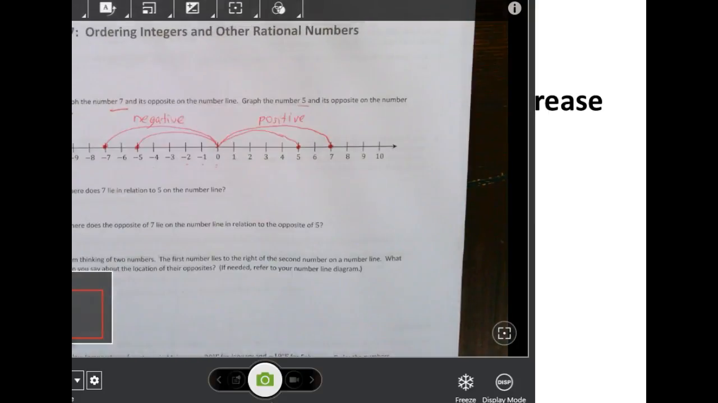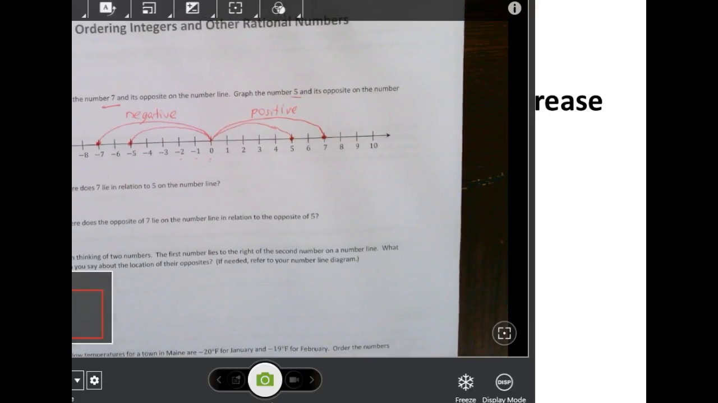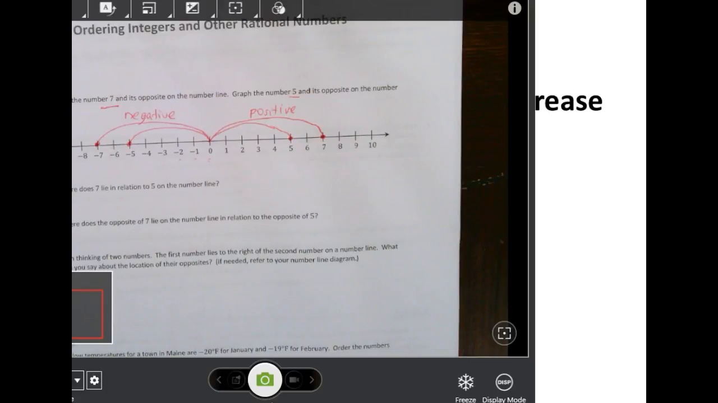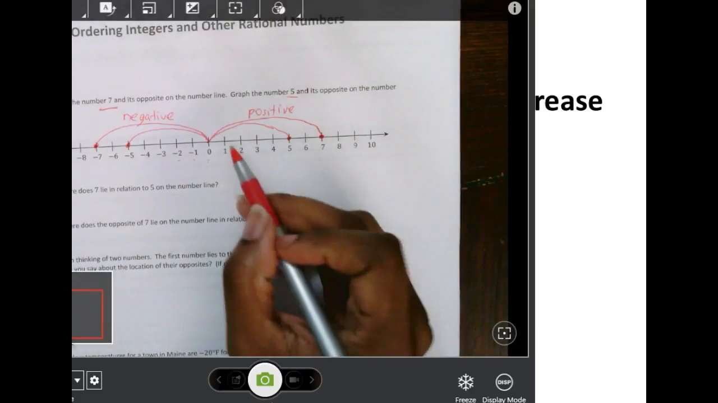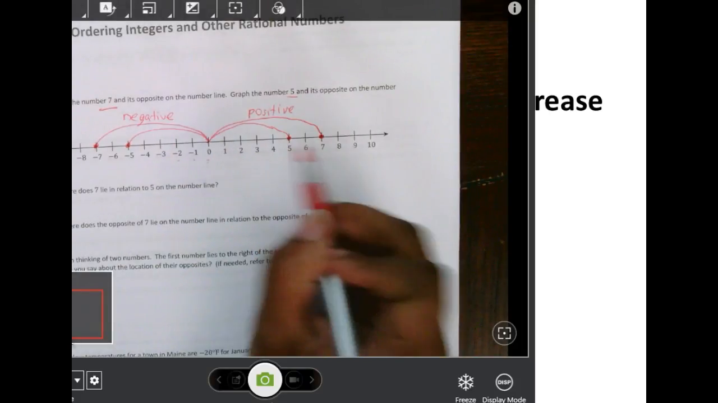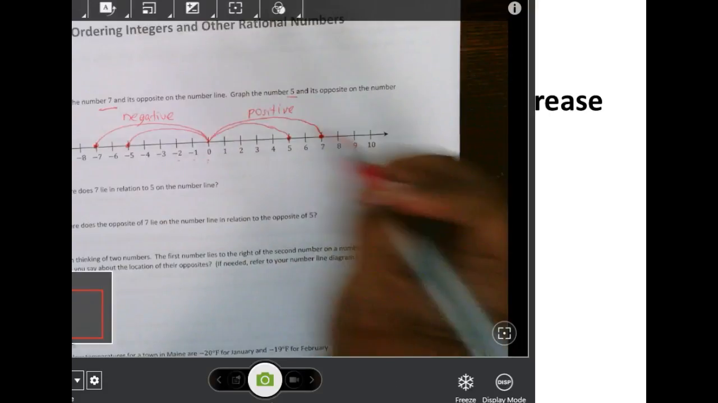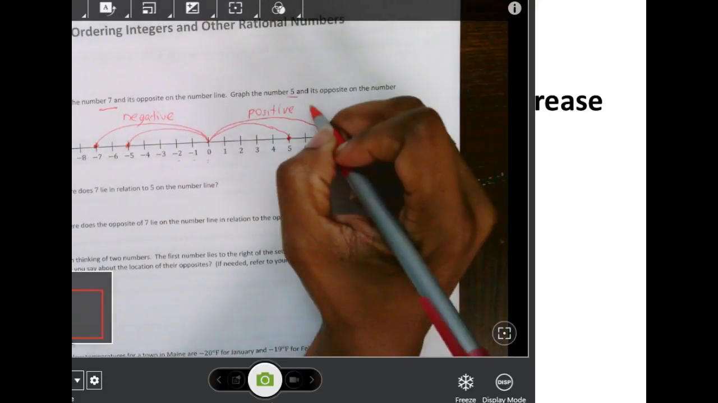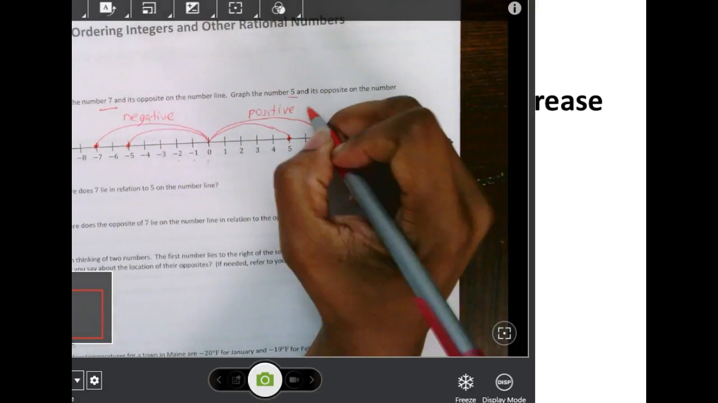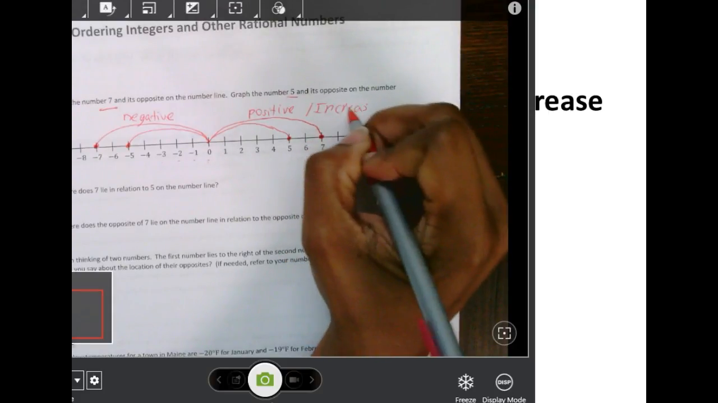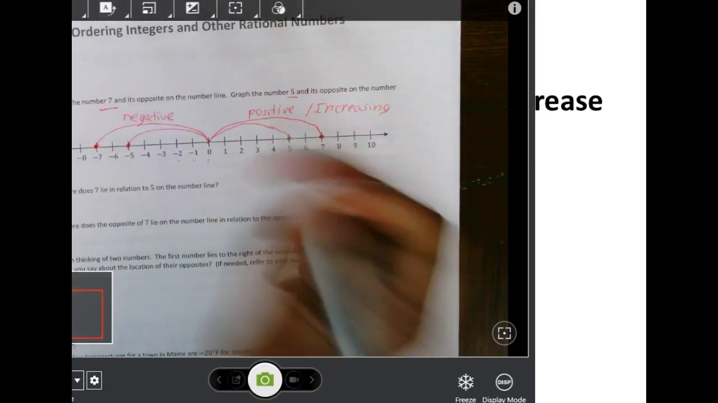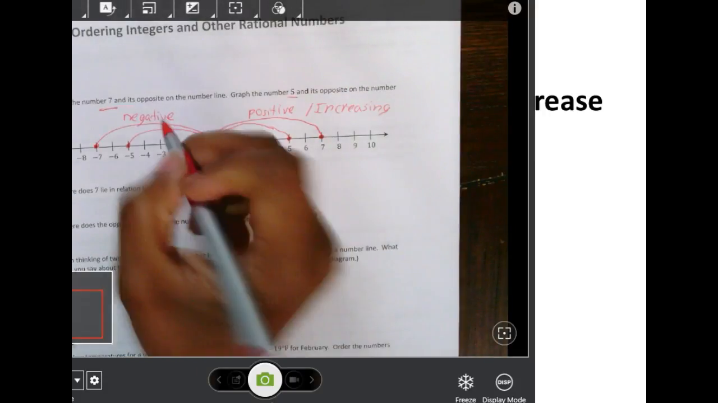Alright, our next question says, where does 7 lie in relation to 5 on the number line? If we look at the number line, we know that to the right of 0, our numbers are positive and they are increasing. And we know that as we go to the left, our numbers are decreasing.